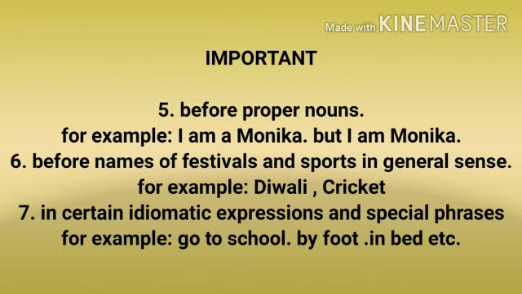Point number 6, before names of festivals and sports in general sense. For example, Diwali, cricket. We cannot use any article a or an with these things. Point number 7, in certain idiomatic expressions and special phrases. For example, go to school, buy food, in bed, etc. So these are the 7 points where we do not use any article.